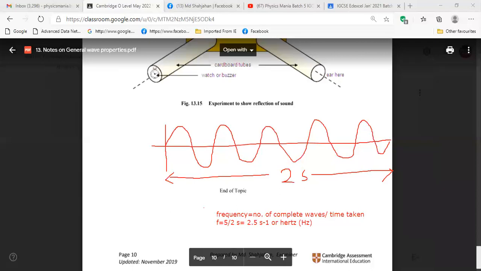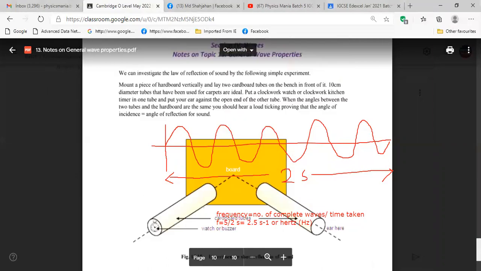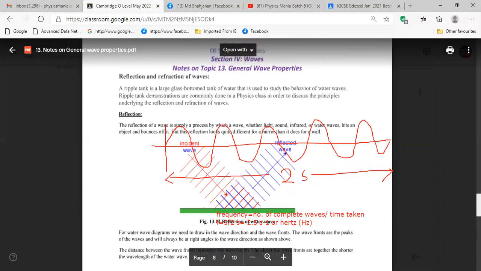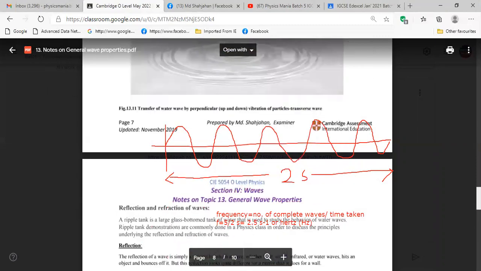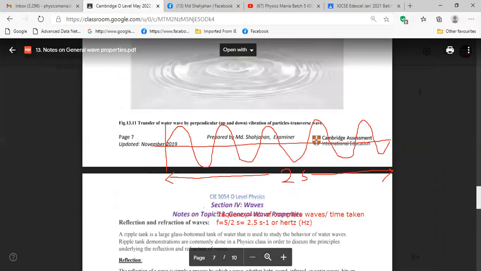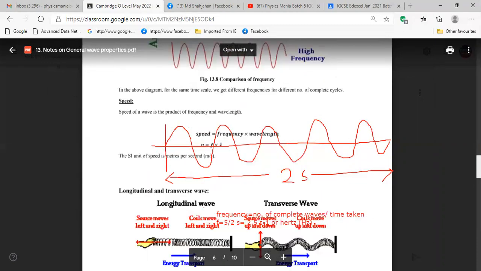So are you done? Yes, sir. Okay, great. Now we are done with frequency. Now we have the formula of speed. We now know wavelength and frequency, so you can apply the formula of speed.